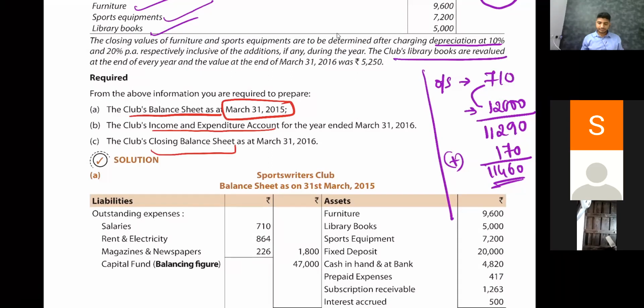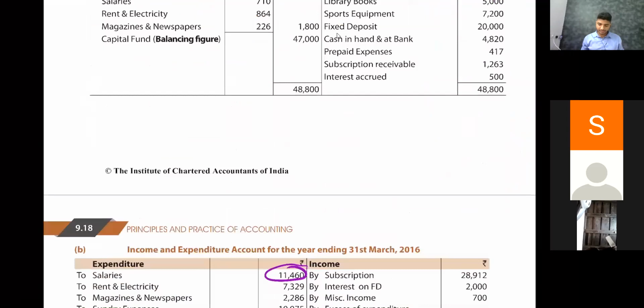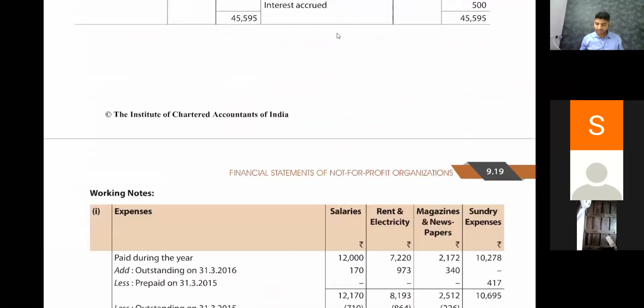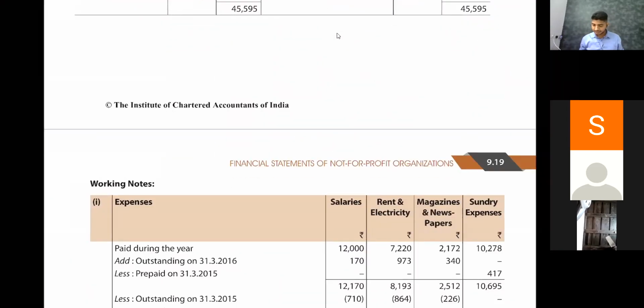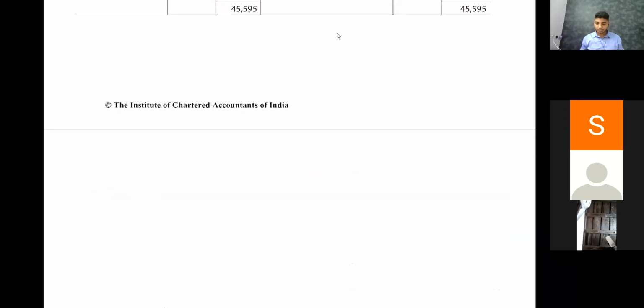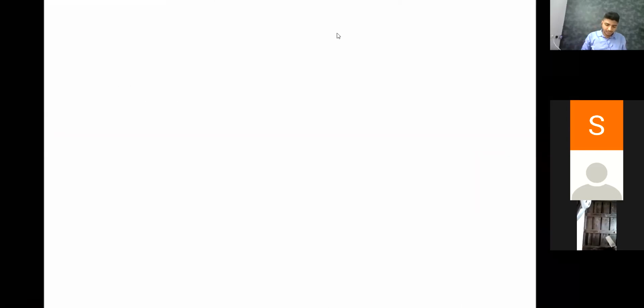So it is sundry expense. Let's take one blank sheet first to do the sum. Okay. So we are talking about sundry expenses.